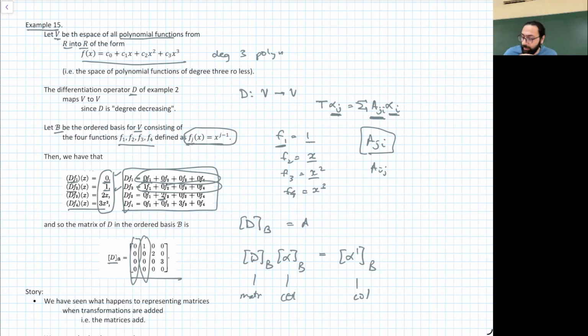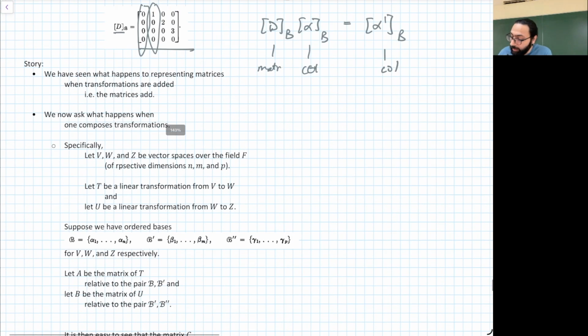It's just saying that the action on the first vector is the zero vector. That's all it's saying. Any other questions for the example? All right. So let's continue then.